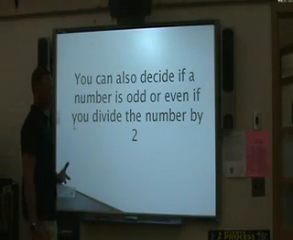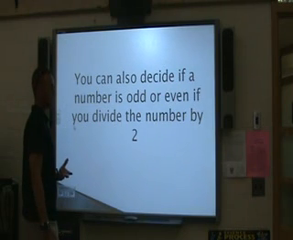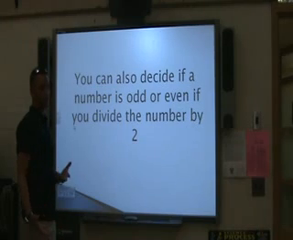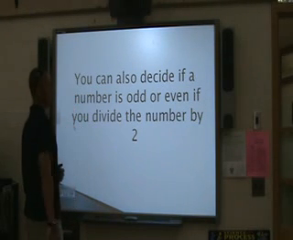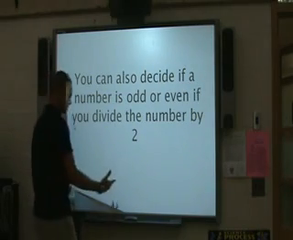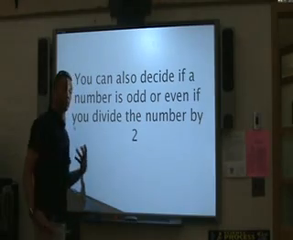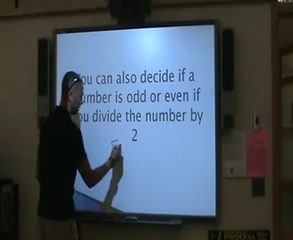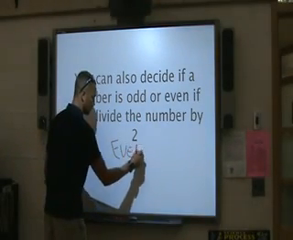There is also another way to discover if a number is odd or even, even being the true one. You can also decide if a number is odd or even if you can divide the number by 2. If the number is divisible by 2, it is therefore an even number.